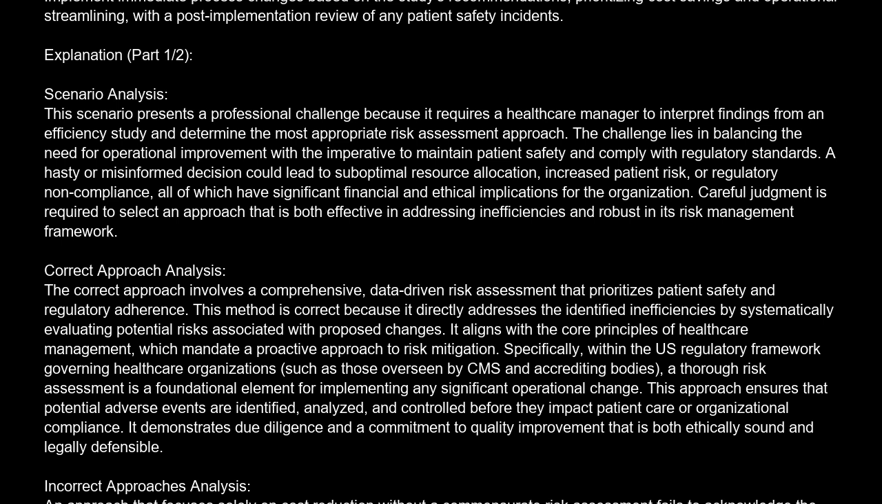Specifically, within the U.S. regulatory framework governing healthcare organizations, such as those overseen by CMS and accrediting bodies, a thorough risk assessment is a foundational element for implementing any significant operational change. This approach ensures that potential adverse events are identified, analyzed, and controlled before they impact patient care or organizational compliance. It demonstrates due diligence and a commitment to quality improvement that is both ethically sound and legally defensible.